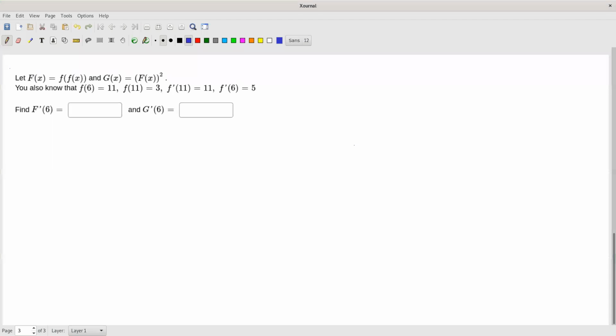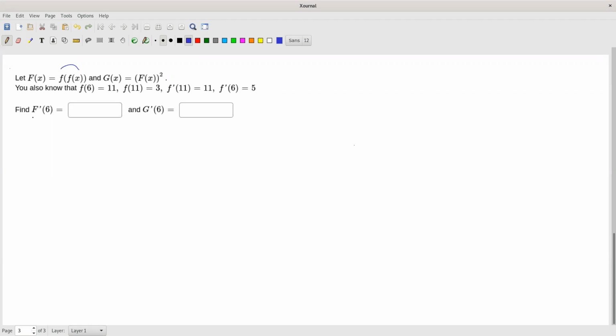So let's see if we can make some sense of what appears to be gibberish here. I have a couple of different compositions. I have little f composed with little f, so we have to be case sensitive. And then I have big G, which is the square of big F, which was little f composed with little f. So we're just going to break it down one step at a time.